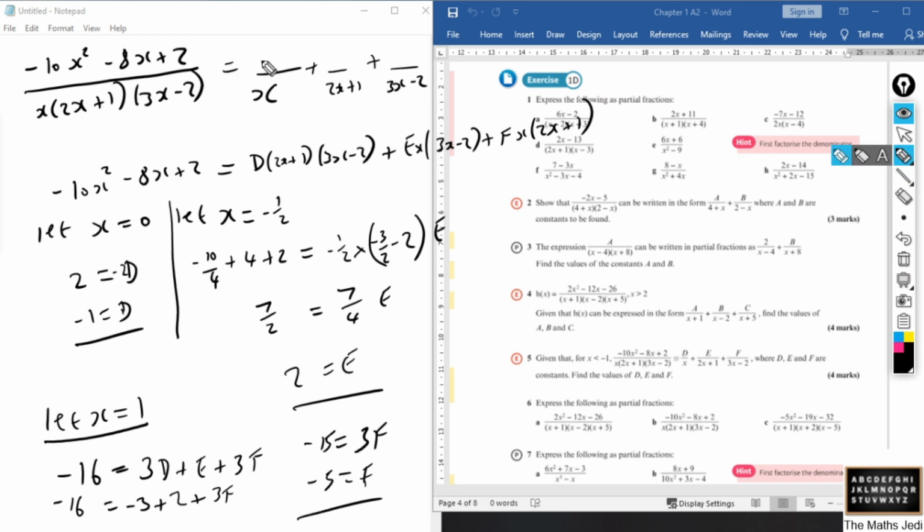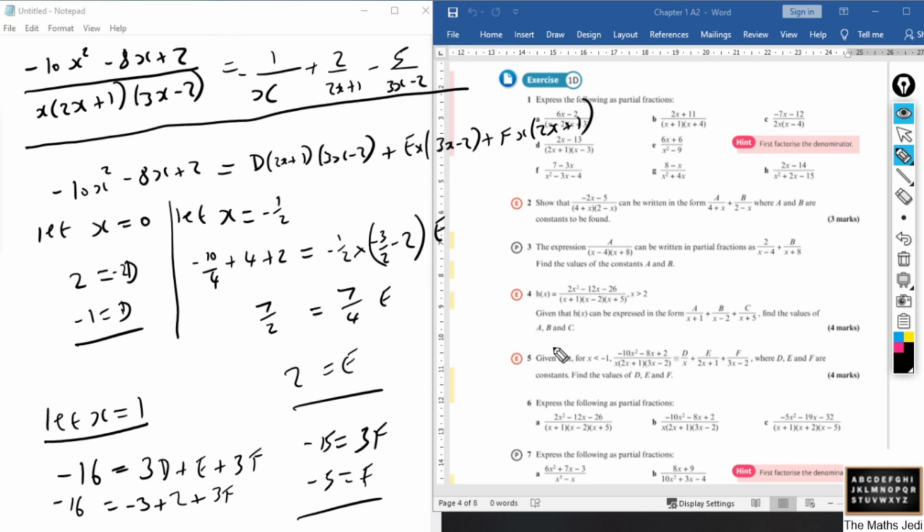So D was minus 1, so let's just put minus 1 up there. E was 2, and then F was minus 5. So lastly, I'm just going to make sure that's shown. So this would be the last line of your work. This would be the last line of your problem to show that you've written it out partialised, otherwise you won't get the full marks. The examiner wants to see, for completeness, that you have understood that you've partialised this into 3 distinct fractions.